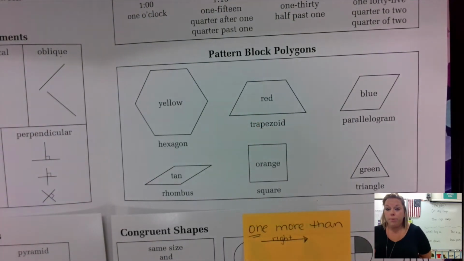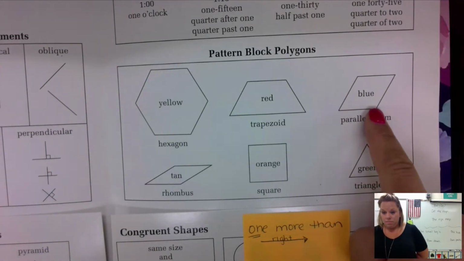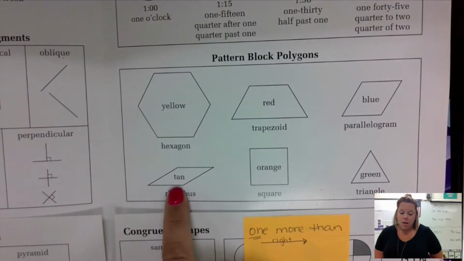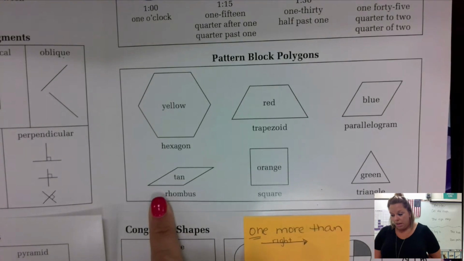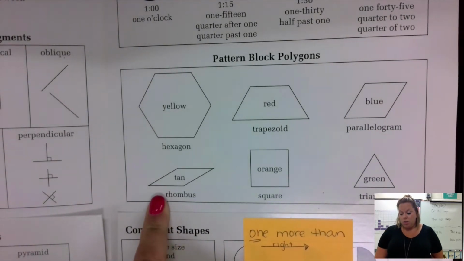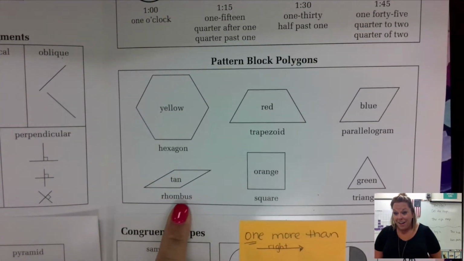Point to the blue parallelogram. That's this one. And point to the tan parallelogram. That's here. The tan parallelogram can also be called a rhombus. What is the other name for it? Rhombus. So you can call this a rhombus, or you may call it a parallelogram.